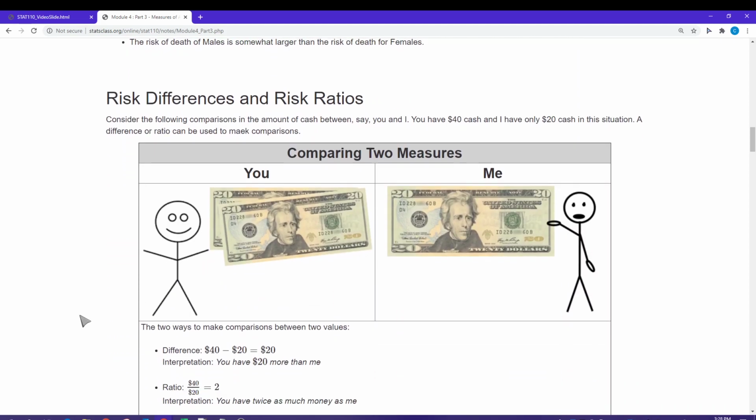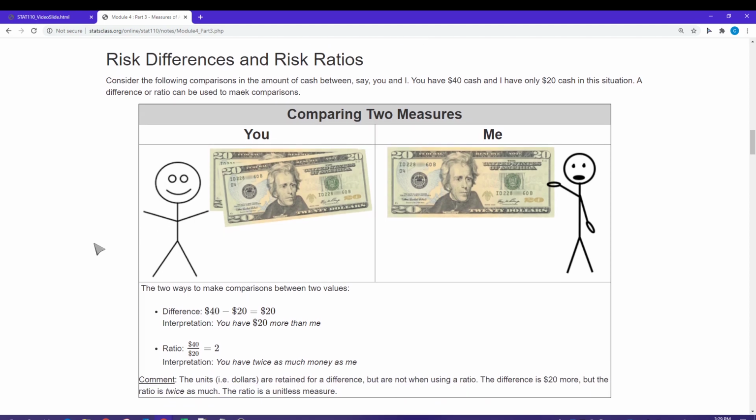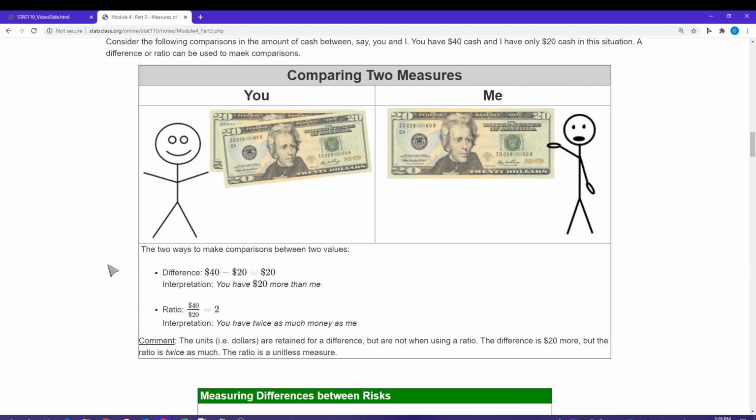Okay, so when we want to make comparisons between those two risk levels, we can do one of two things. We can look at the risk difference, or we can look at the risk ratios. Before getting into those discussions, let's consider the following comparison in the amount of cash between, say, you and I. Suppose that you have $40 in cash, and I only have $20 in cash. There are two different ways that we can talk about how much more money you have than me.